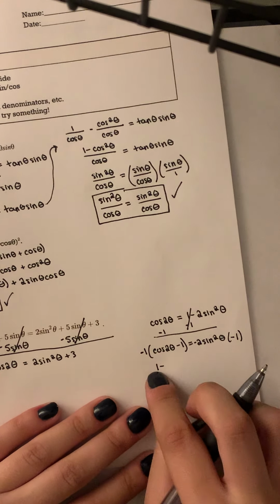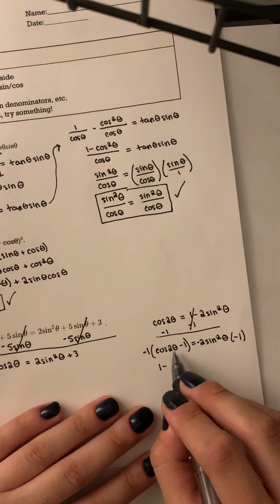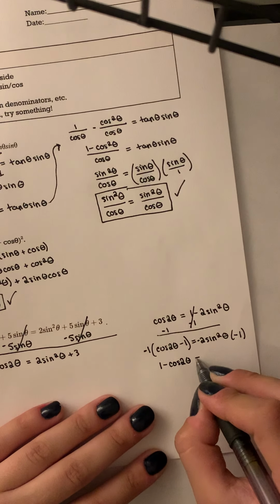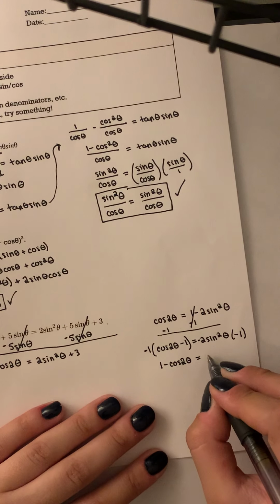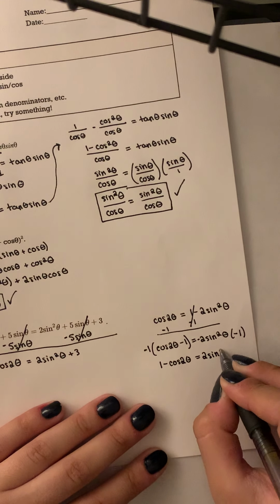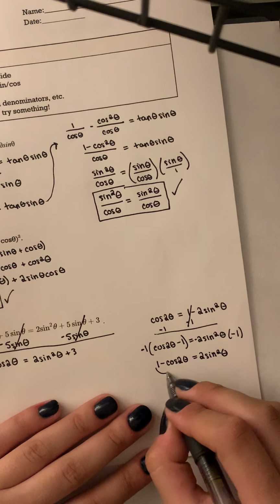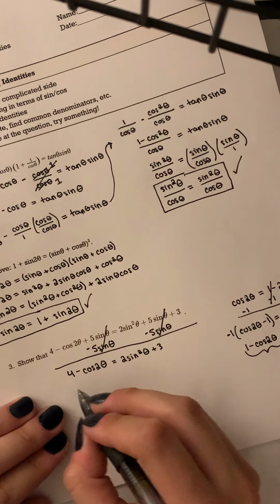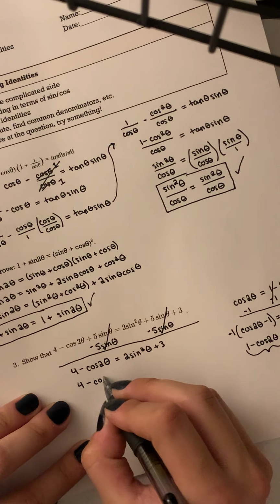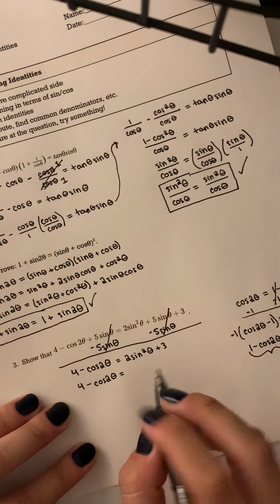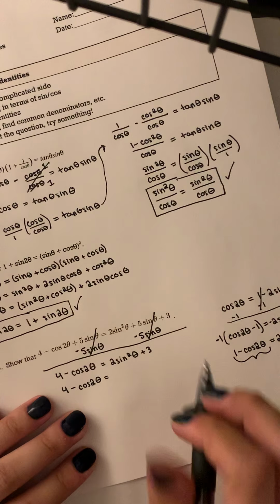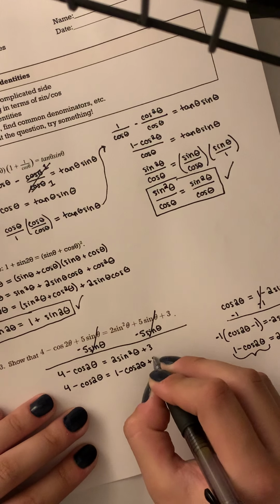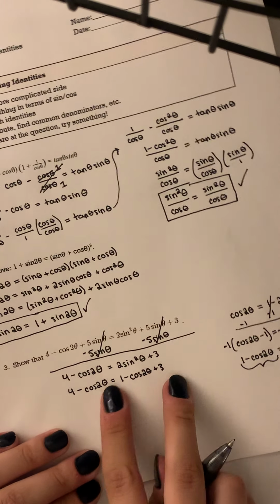So the negative 1 becomes a positive 1. I'm going to bring that out front, and then our positive cosine 2 theta becomes a negative cosine 2 theta, so I'm going to leave that there. And then our negative 2 sine squared theta becomes a positive 2 sine squared theta. So now I know that this term here can be subbed in for a positive 2 sine squared theta, and that's exactly what I'm going to do in our equation over here. So we have on the left side still 4 minus cosine of 2 theta, but now I'm going to sub in 1 minus cosine of 2 theta into our right side, and that plus 3 is going to stay there.